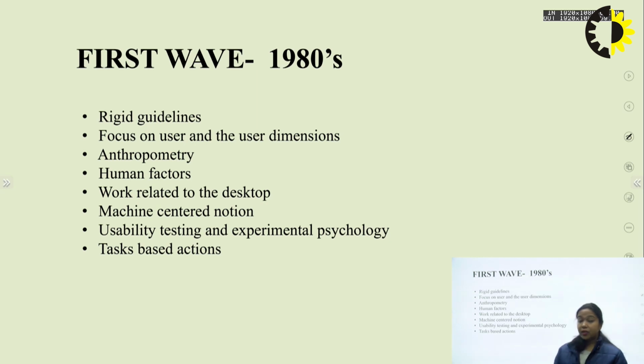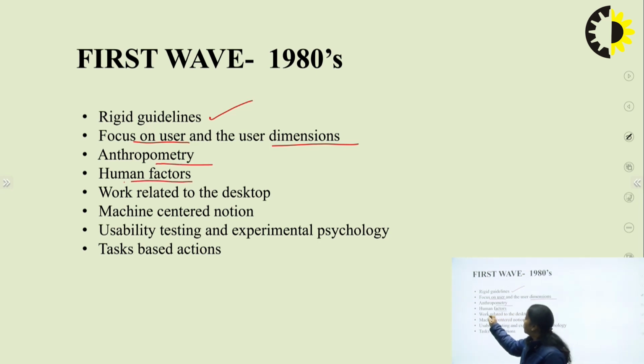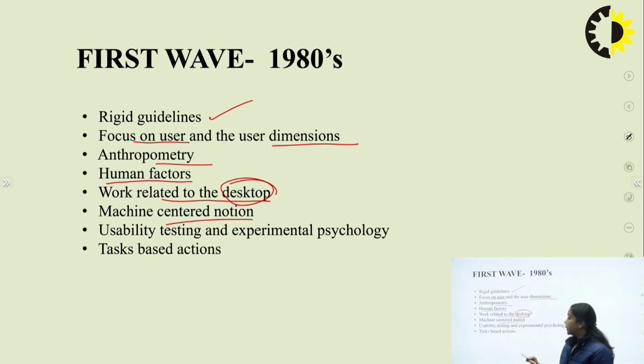The first wave of SCI came up in the 1980s, having rigid guidelines. It focuses only on the user and the user dimension, not anything else. That is the first wave guidelines. Anthropometry is the third parameter. Human factors to be considered. Work related to the desktop only. It was not the portable type of application, like mobile or voice assistant, which were not there in the 1980s. They are only desktop related. Machine centered notation will be there. Usability testing and experimental psychology to be there in the market while we are implementing this. Task-based action to be adopted when the first wave of HCI came up in the 1980s.